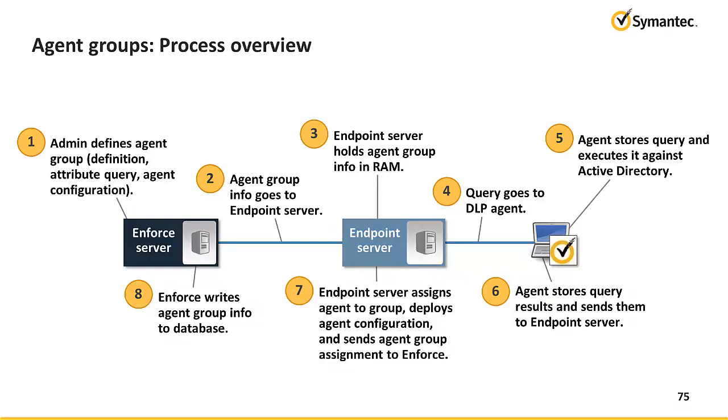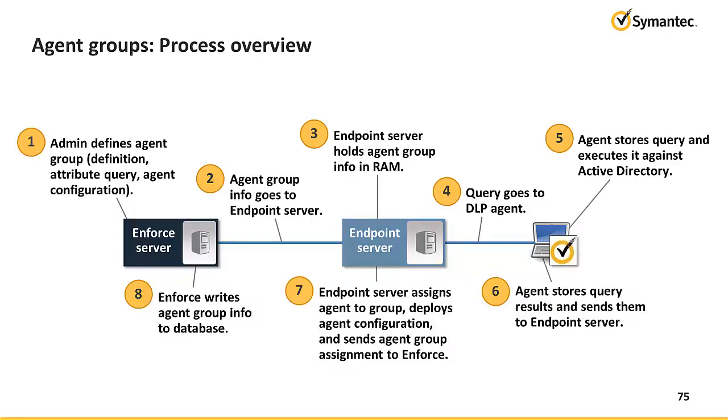1. The admin defines agent group by definition, attribute query, and agent configuration. 2. The agent group info goes to the endpoint server, where the endpoint server holds the agent group info in RAM. Next, the query goes to the DLP agent, where the agent stores the query and executes it against Active Directory. The agent will then store the query results and send them to endpoint server. After receiving it, endpoint server assigns the agent to a group, deploys the agent configuration, and sends the agent group assignment to Enforce. Lastly, Enforce will write the agent group info to the database.